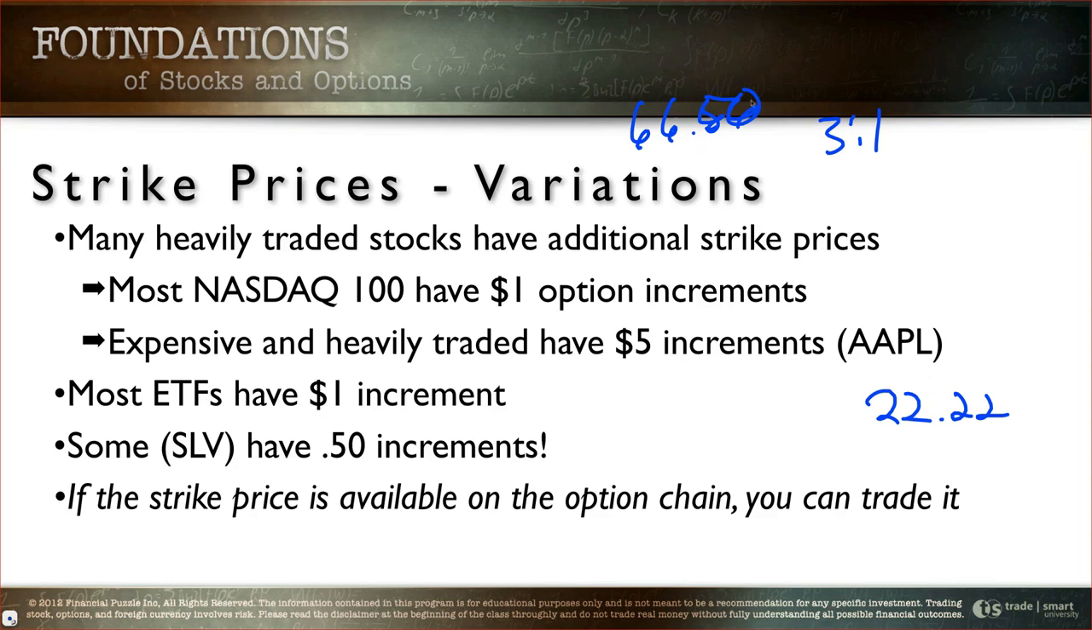Well, those options that were trading at like $65, they just got split at a 3 to 1 ratio as well, and that could create some really funky strike prices. Again, the rule of thumb is very simple. If the strike price is available, you can trade it. And so you don't really have to sit here and twiddle your thumbs and try to figure out all the details.